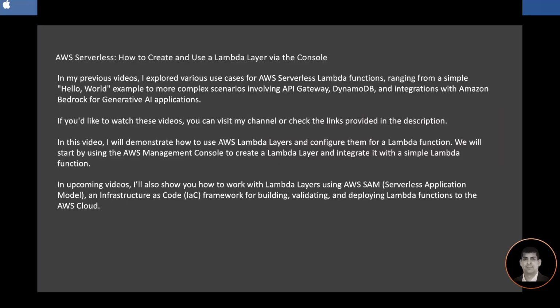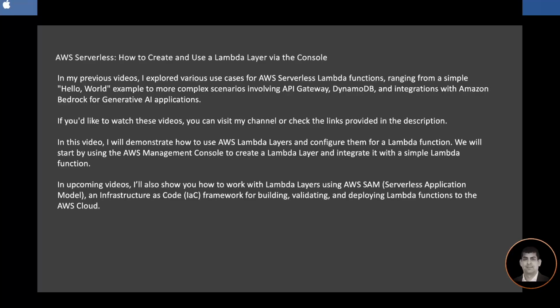In my previous videos, I explored various use cases for AWS Serverless Lambda functions, ranging from a simple Hello World example to more complex scenarios involving API Gateway, DynamoDB, and integration with Amazon Bedrock for generative AI applications. If you would like to watch these videos, you can visit my channel or check the link provided in the description. In this video, I will demonstrate how to use AWS Lambda layers and configure them for a Lambda function.